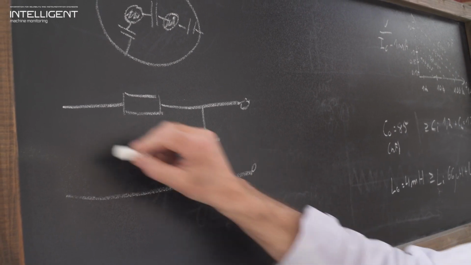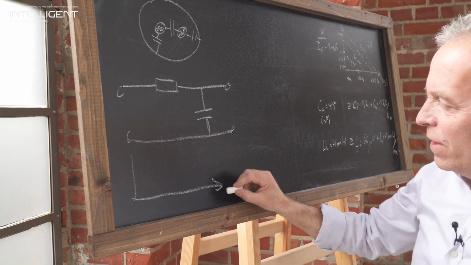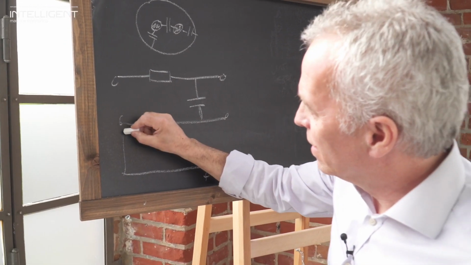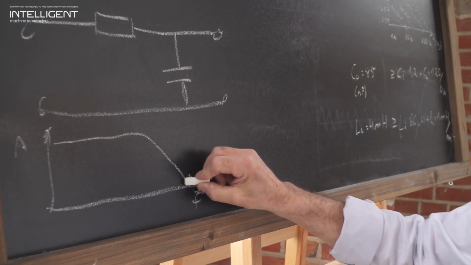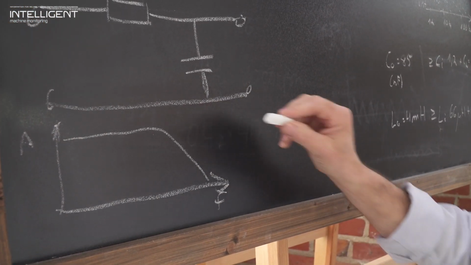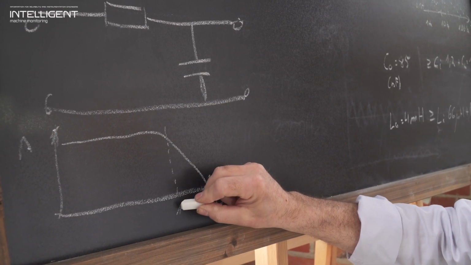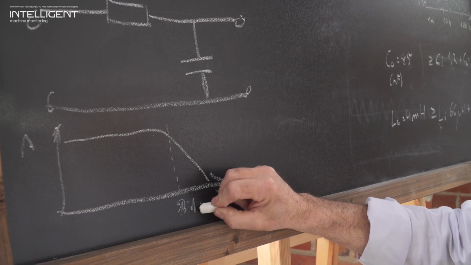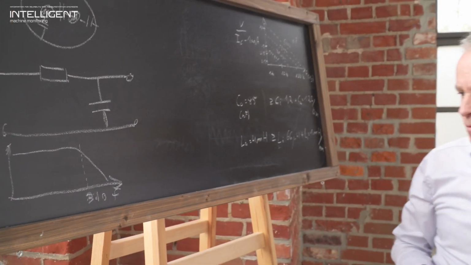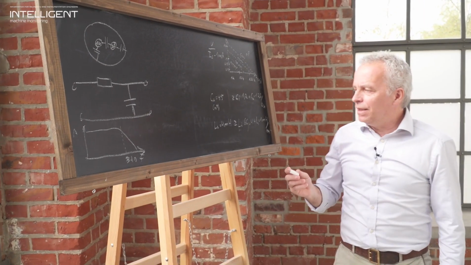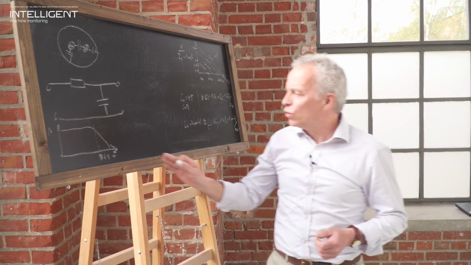A low-pass filter, which, here I draw a diagram where we have got the frequency here and the amplitude here, which cuts off higher frequencies, and we are interested in this point, 3 dB, which is the cutoff frequency of a low-pass filter. Now, what is a cutoff frequency? Which frequency do we need?